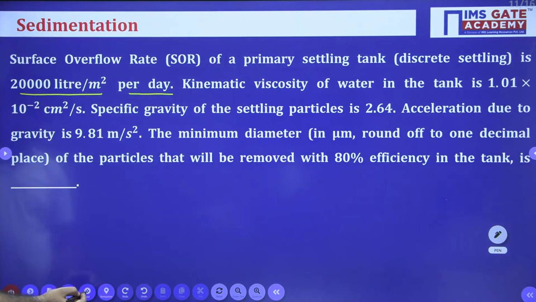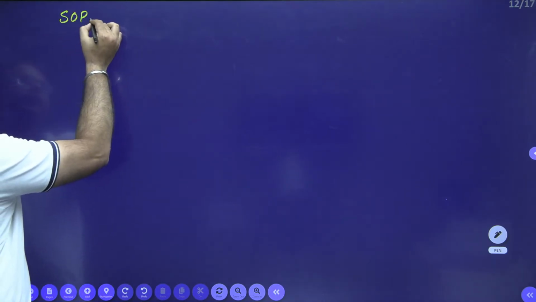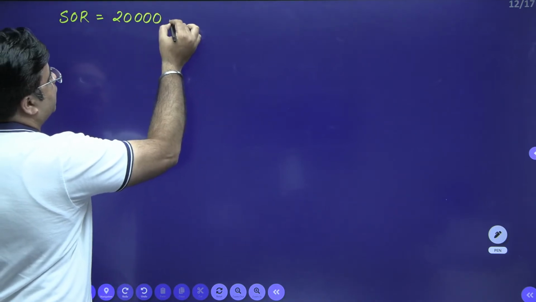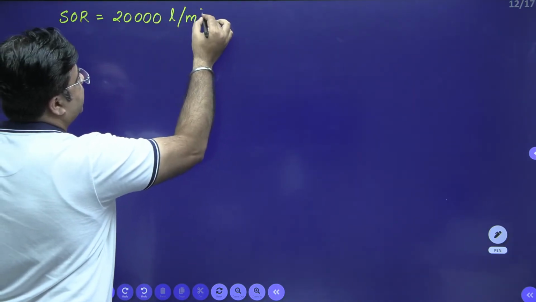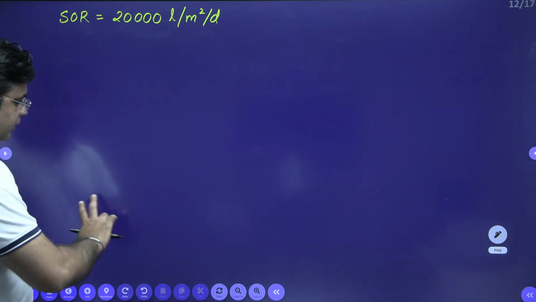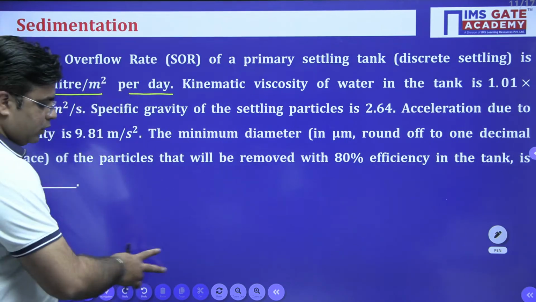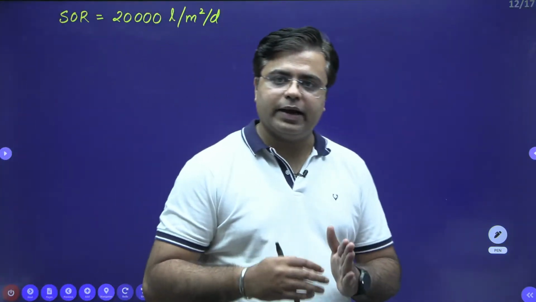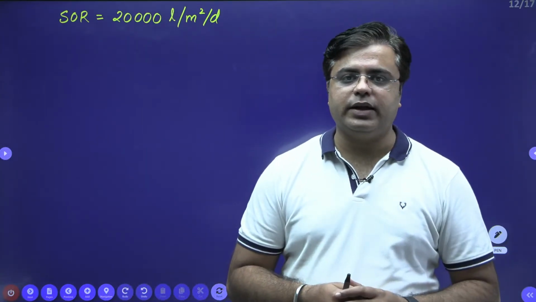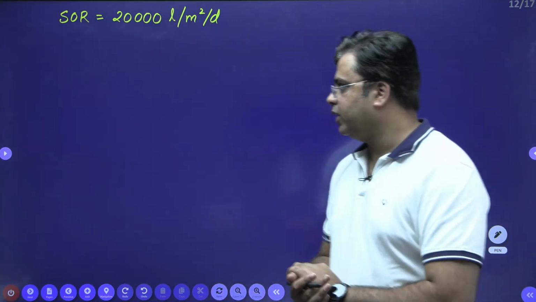First of all, I'll write down the data. Surface overflow rate for this sedimentation tank is 20,000 liter per meter square per day. Okay, this is the surface overflow rate. Let me check it again. Yeah, this is 20,000 liter per meter square per day. What is surface overflow rate? I'll again repeat myself. It is the settling velocity of the concerned size of the particle for which we have designed the sedimentation tank.